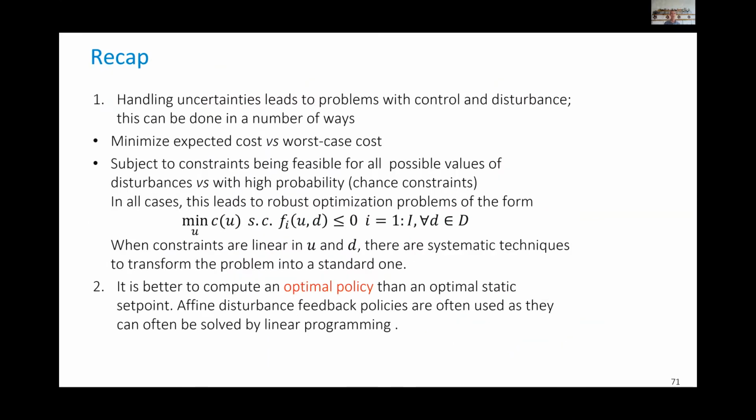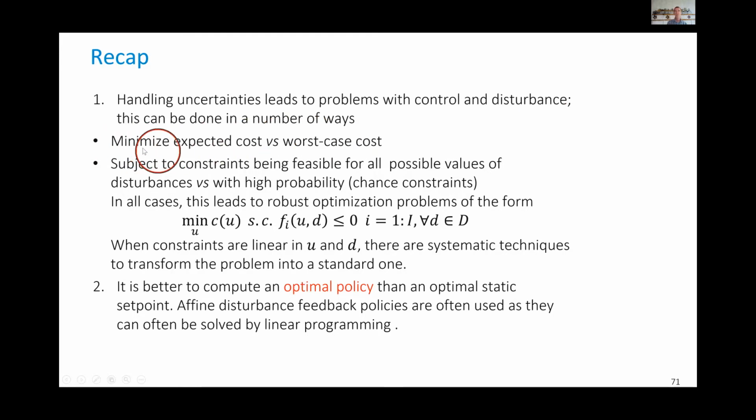That's the end of today. So in summary, handling uncertainties leads to problems with control and disturbance. Perhaps the most important and the most difficult thing is to have the framework correctly in place. So I've tried to go through many small steps to put the framework in place piece by piece.